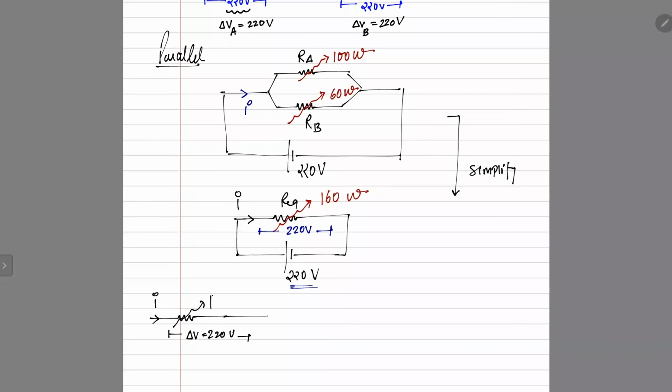So the power P can be written as I into delta V, which implies that I is nothing but power upon delta V. So power आपका कितना हो जाएगा? It's going to be 160 watt upon delta V is going to be 220 voltage. यहां से आपको पता चलेगा that current is equal to 0.72 ampere. Is this clear to all of you? Is the solution clear to all of you?